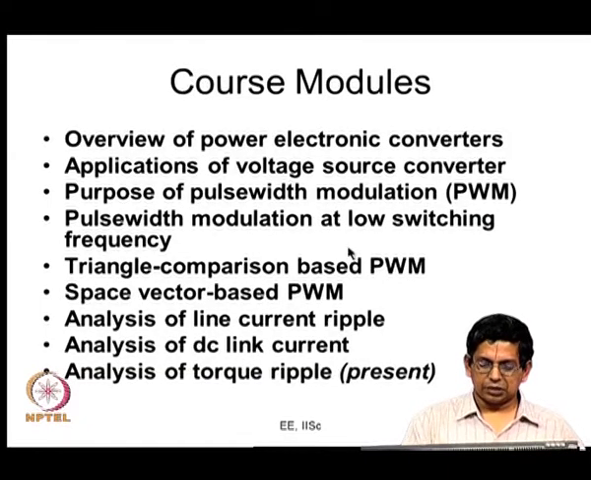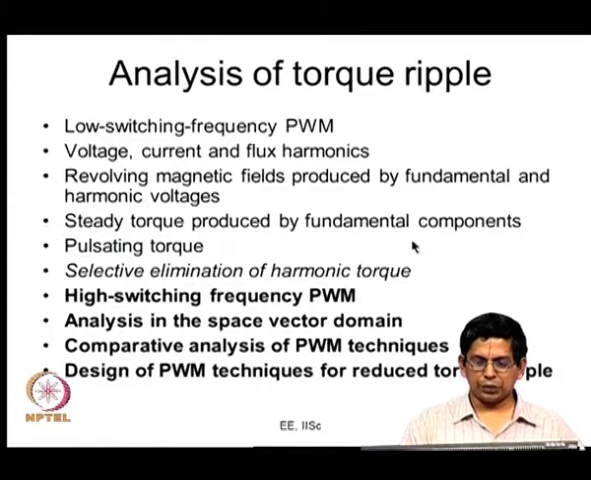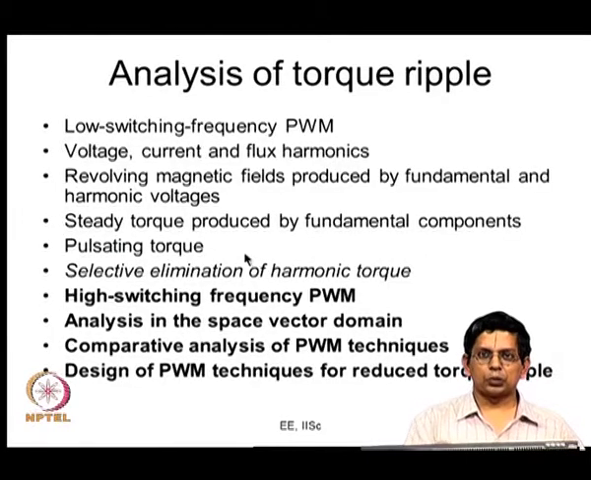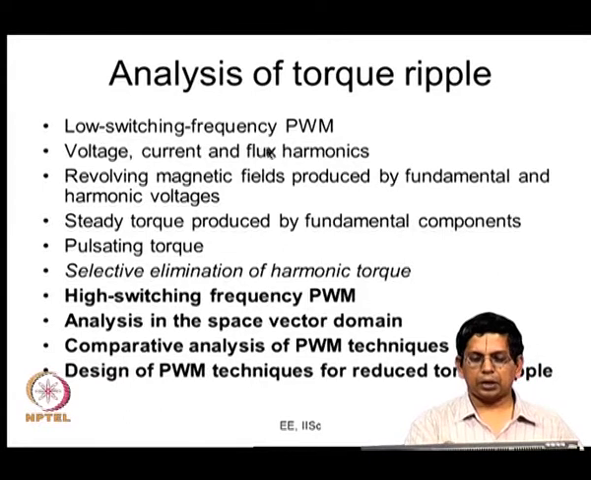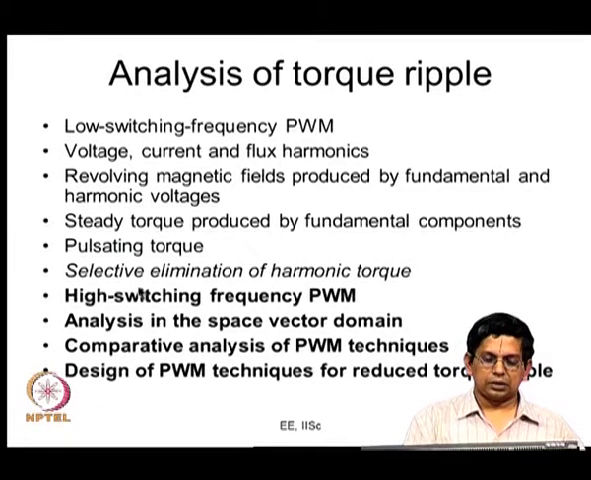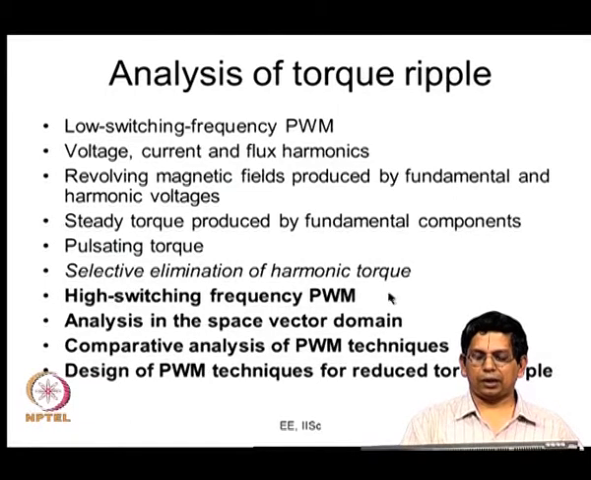As I mentioned, in the last lecture our focus was on low switching frequency. Now, it would be a review of the low switching frequency: a quick recap on low switching frequency PWM and the voltage, current and flux harmonics, and revolving magnetic fields produced by the fundamental and harmonic voltages, and steady torque produced by fundamental components, and the pulsating torque produced by the rest, mostly by the interaction of one fundamental magnetic field and another harmonic magnetic field. And then we looked at selective harmonic elimination, towards the end of the last lecture.